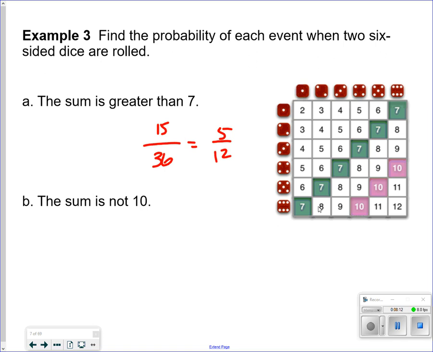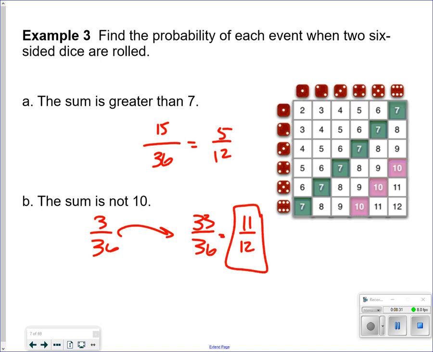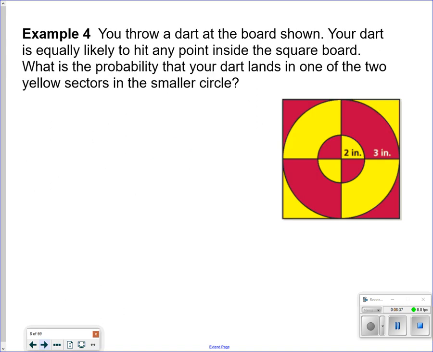Now, what is the probability of not a 10? Well, first, let's find the probability that you get a 10. So 3 out of the 36 rolls is 10. So not getting a 10, the other side of that is 33 out of 36 rolls. So that is 11/12. And again, reduce the fraction when doing a probability as a fraction, otherwise turn it into a decimal or a percent.